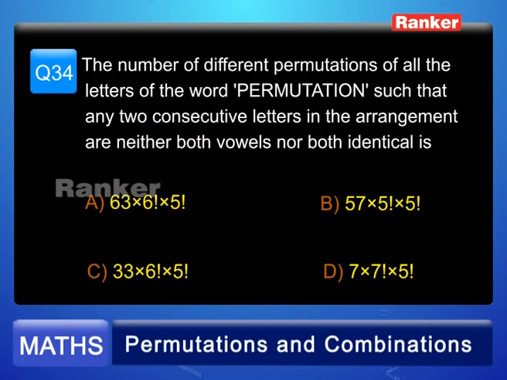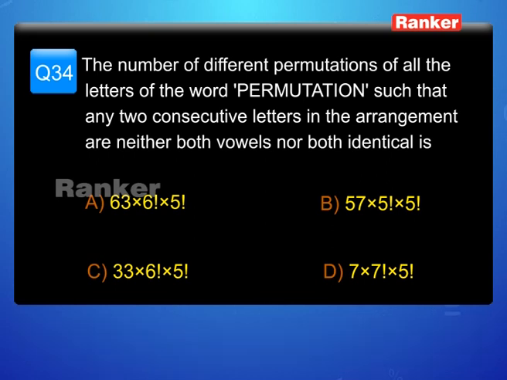The options available are: the first option is 63 into 6 factorial into 5 factorial. Second option is 57 into 5 factorial into 5 factorial. The third option is 33 into 6 factorial into 5 factorial. And the fourth option, that is option D, is 7 into 7 factorial into 5 factorial.